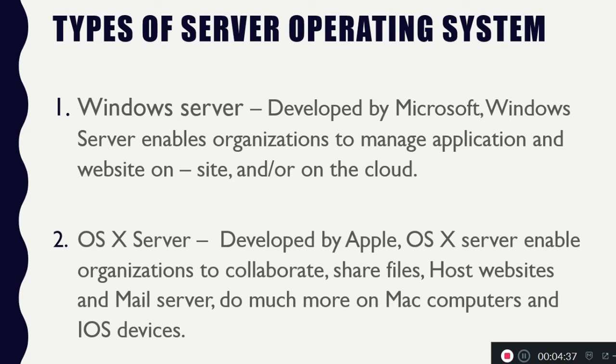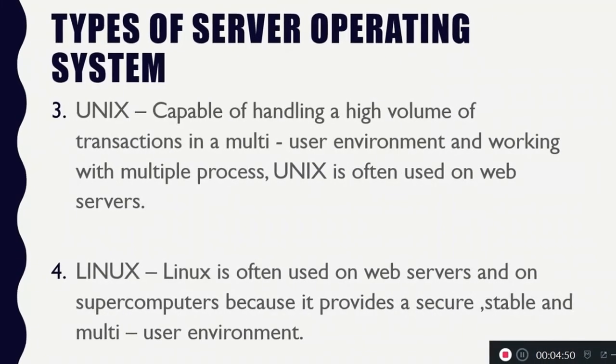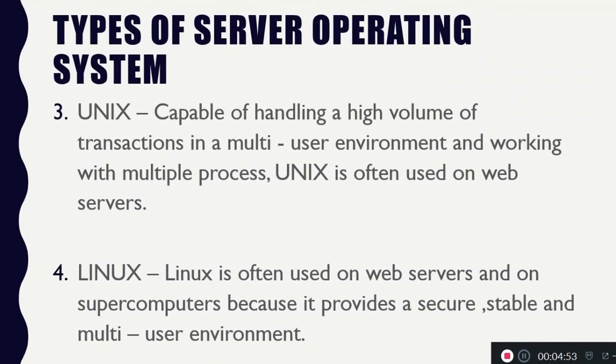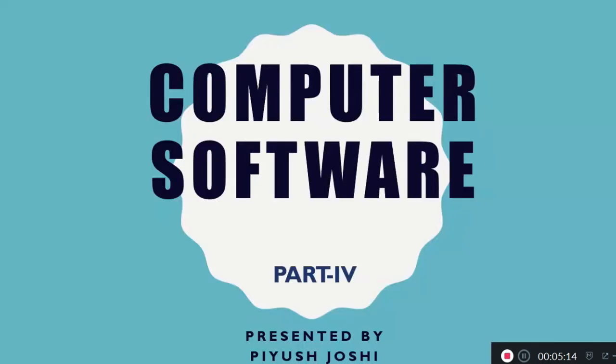Next is OS X Server, developed by Apple. OS X Server enables organizations to collaborate, share files, host websites, mail servers, and do much more on Mac computers and iOS devices. Next is Unix. It is one of the most used server operating systems, as it is capable of handling a high number of transactions in a multi-user environment and working with multiple processes. Unix is often used on web servers. Linux is often used on web servers and supercomputers because it provides a secure, stable, and multi-user environment.